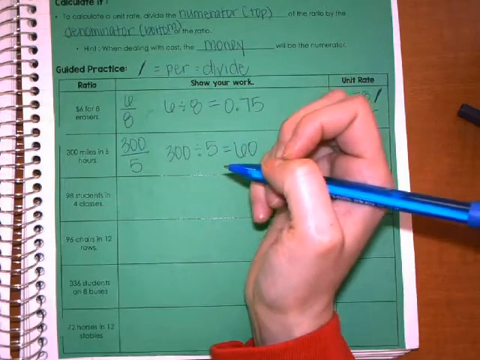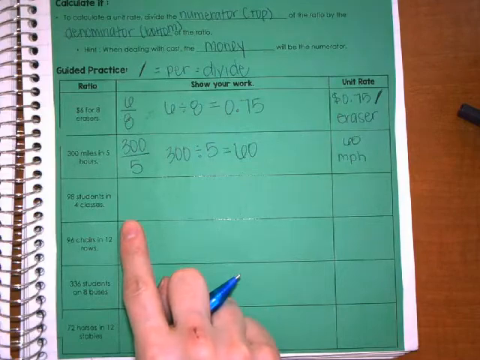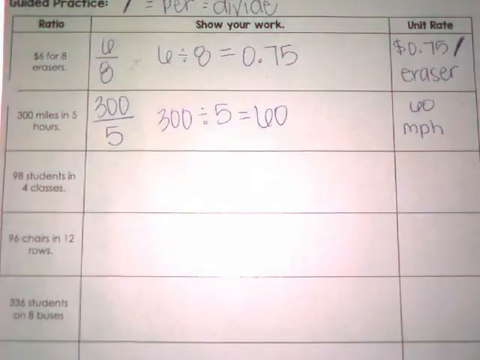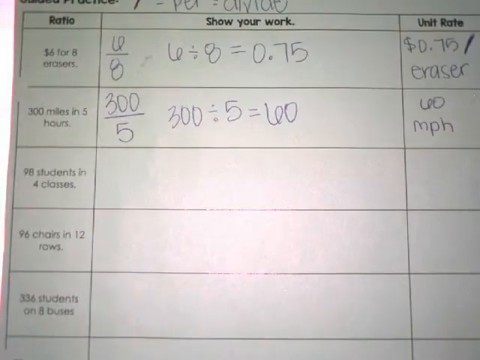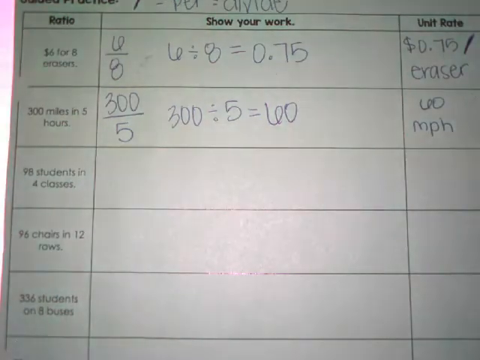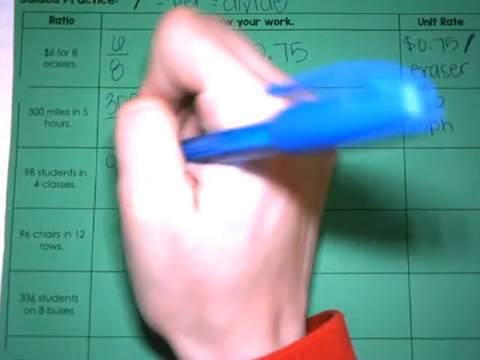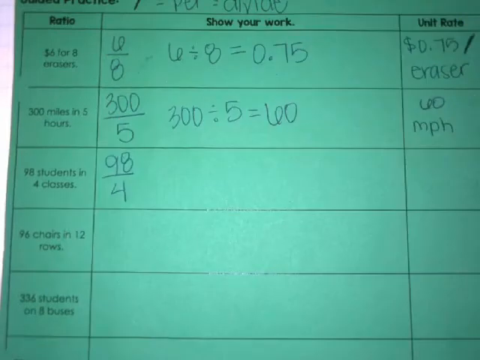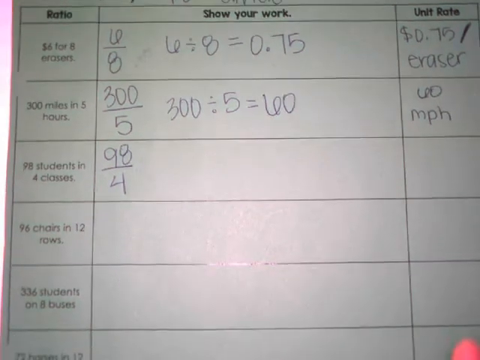Okay, next one. Write it as a ratio. 98 students in 4 classes. Write it as a ratio. How do you write it? Perfect. 98 over 4.